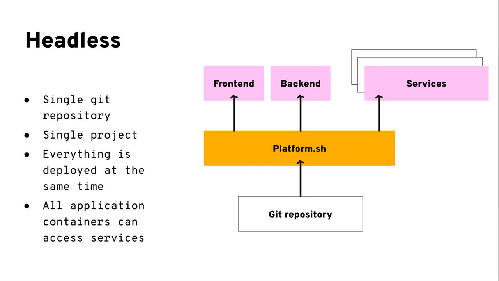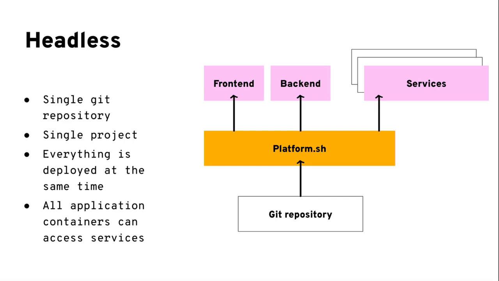A headless project can also be deployed through a single Git repository and to a single project. In that case, everything gets deployed at the same time, and this provides both code bases with potential access to all the services deployed within the project. This also means that both applications will share the same environments and will split the resources available, which can sometimes make scaling a little bit more difficult.